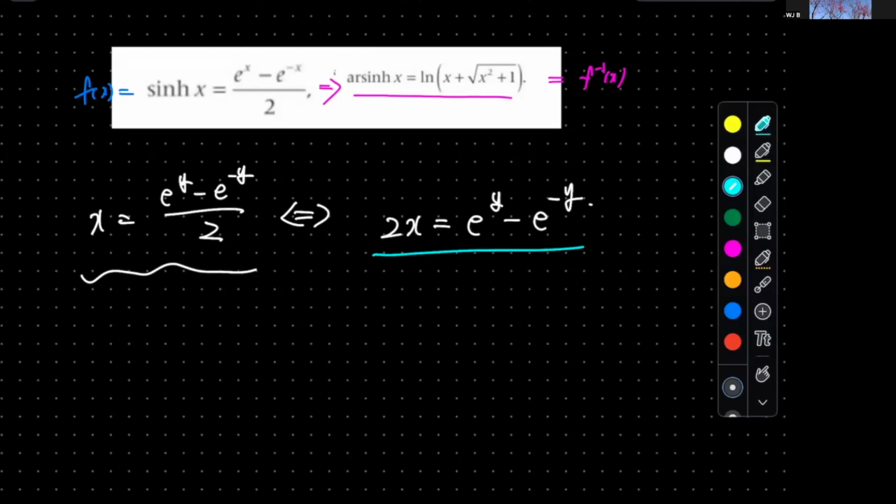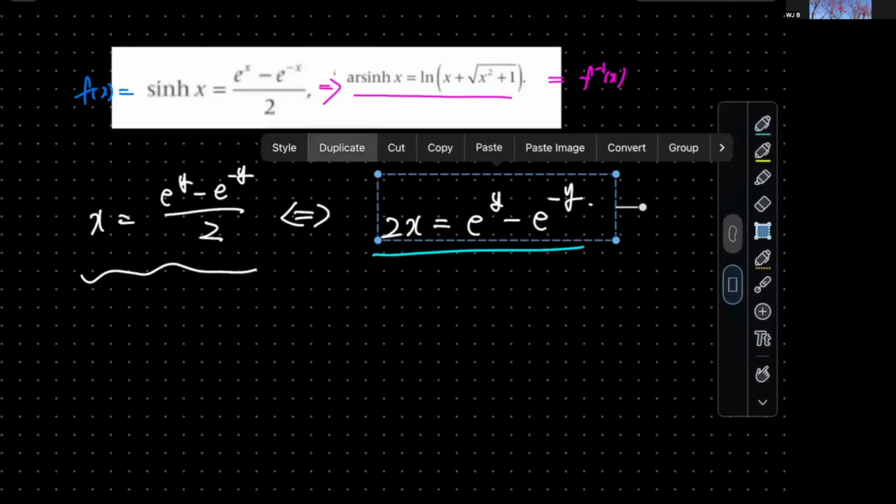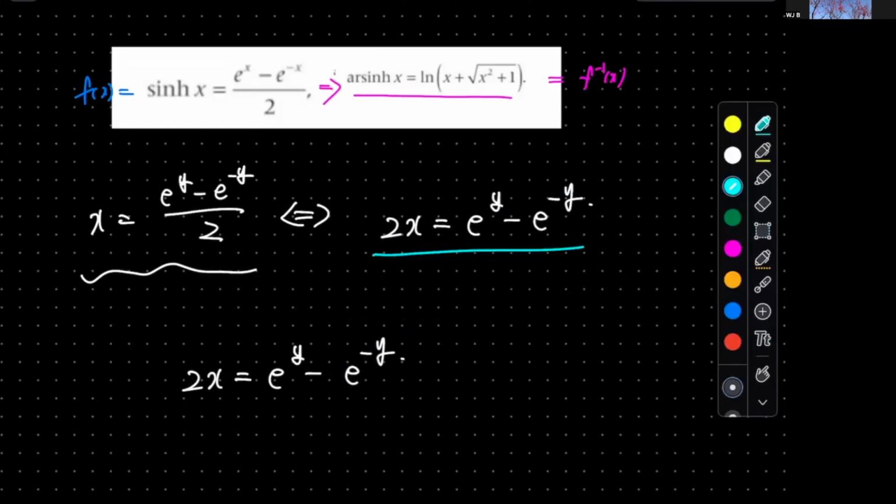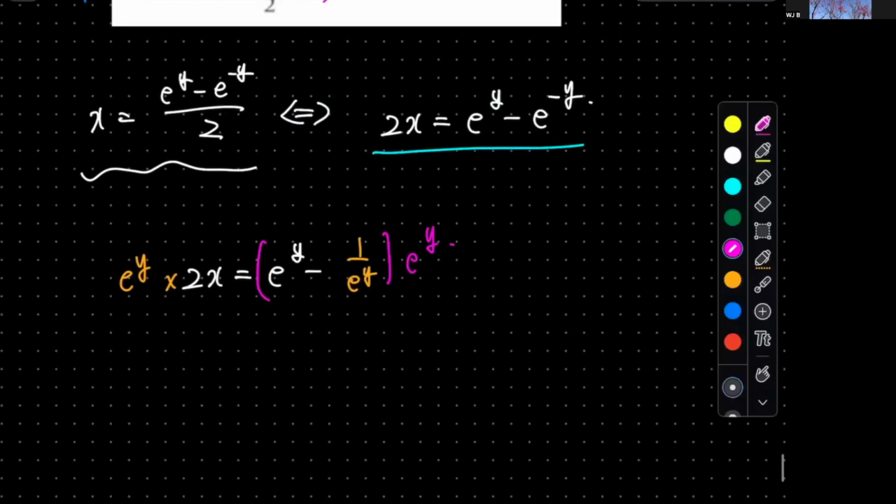Yeah, very good. You can multiply by the e to the power of y on both sides. Very good. Why? Because e to the power of negative y is 1 over e to the power of y, and we don't like having the unknown in the bottom. So what you want to do is multiply by e to the power of y, left and right. If so, then I get 2x e to the power of y is equal to e to the power of 2y minus 1. Okay, that is great. Then I have e to the power of 2y minus 2x e to the power of y minus 1 is equal to 0.